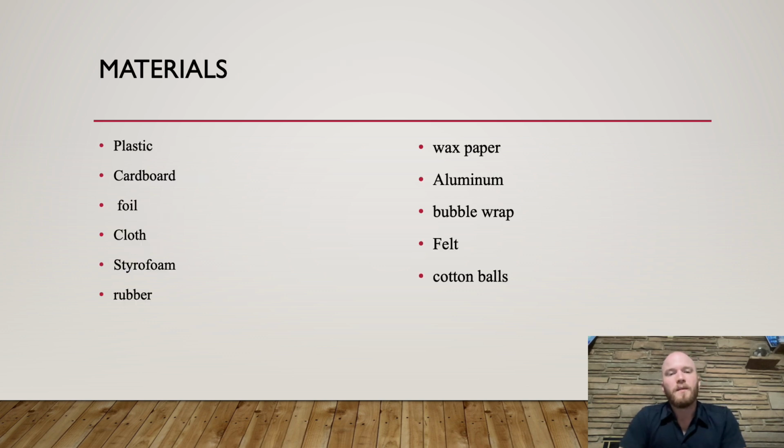But before we can break into our groups and jump into our stations, we need to talk about the materials we're going to be testing. And here they are listed. We have plastic, cardboard, foil, cloth, styrofoam, rubber, wax paper, aluminum, bubble wrap, felt, and cotton balls. You'll notice that these materials are already provided to you at the stations, conveniently arranged to best fit the requirements of that station.